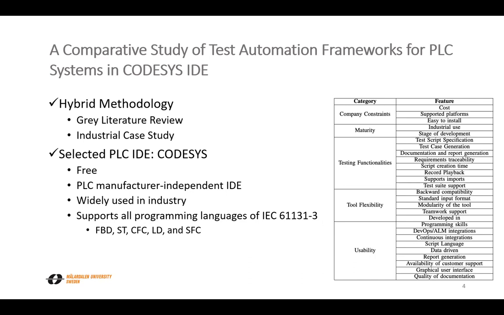In this paper, we detected some important features to be considered when we want to make the comparison between the test automation tools of Codesys, and we categorize them based on several categories like the company constraints, such as cost, supported platforms, and ease of installation, and also maturity of the tool, like the industrial use or stage of development. We have some other categories in our paper, like testing functionalities, tool flexibility, and usability.